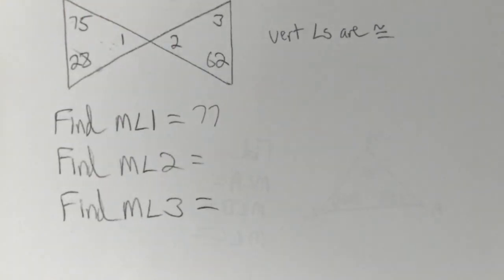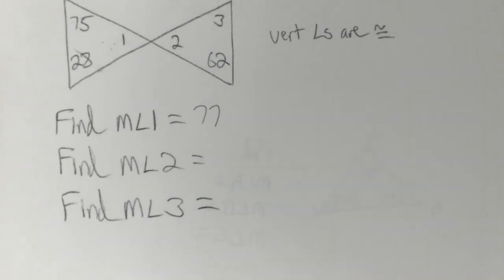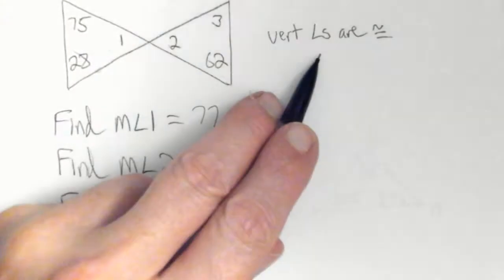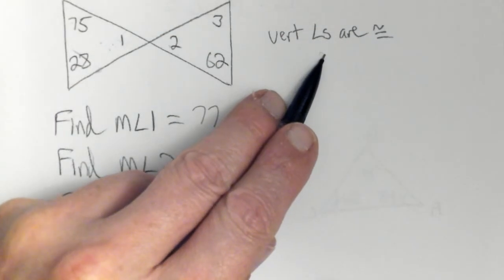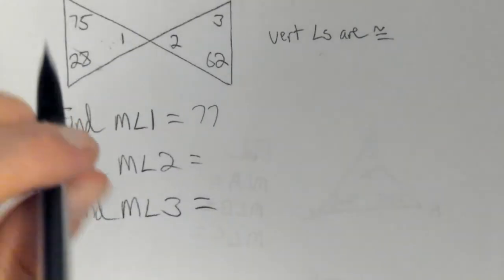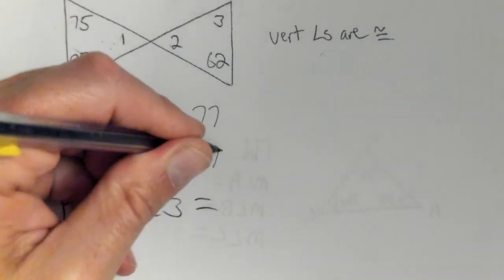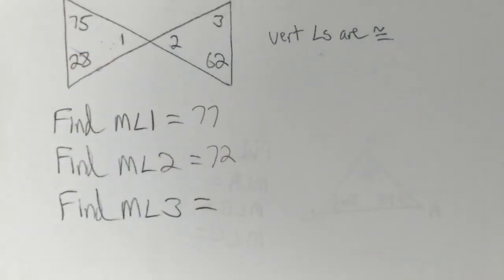Because all three of the angles on the inside of the triangle add up to 180. Okay, now, here's the deal. If I wanted to get angle 2, angle 1 and angle 2 have to be the same. Why? Because vertical angles are congruent. We learned that a while back. So if angle 1 is 77, angle 2 is also got to be 77.